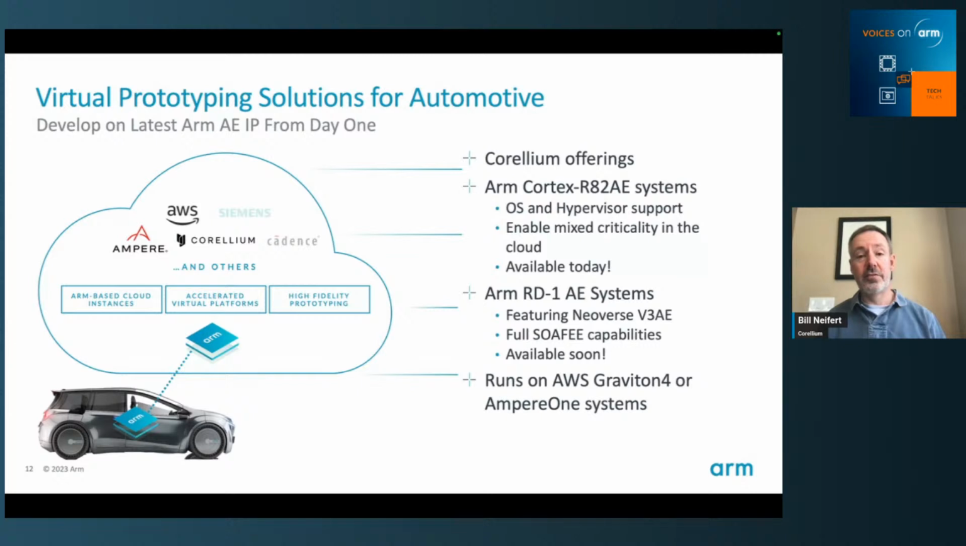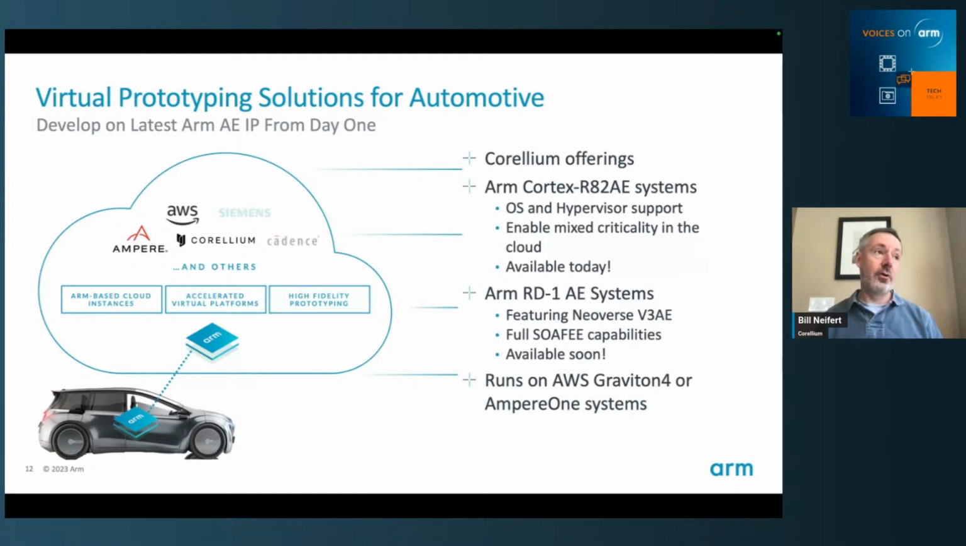To add on top of this, we're rolling out some of our own systems as well. The first is Cortex R82 AE systems. We're taking the R82 Automotive Enhanced version and making it available for folks to develop on in the cloud. This gives you both OS and hypervisor support, which means that you can actually develop mixed criticality software entirely in the cloud. And this is available today. You want to log on to avh.arm.com. You can go in and start playing with these systems today.